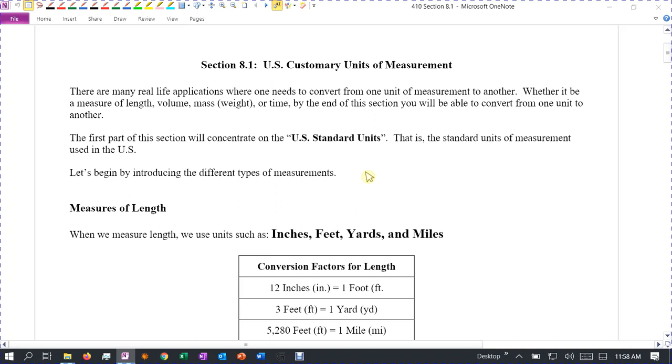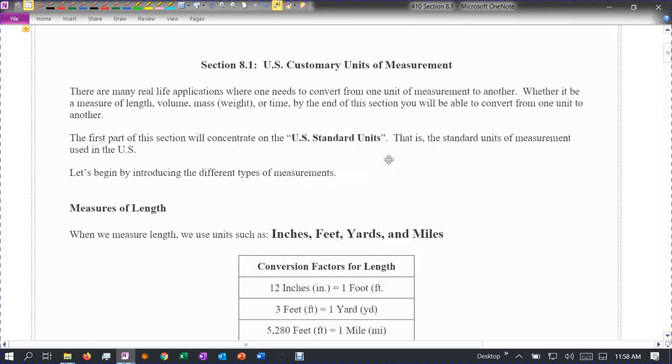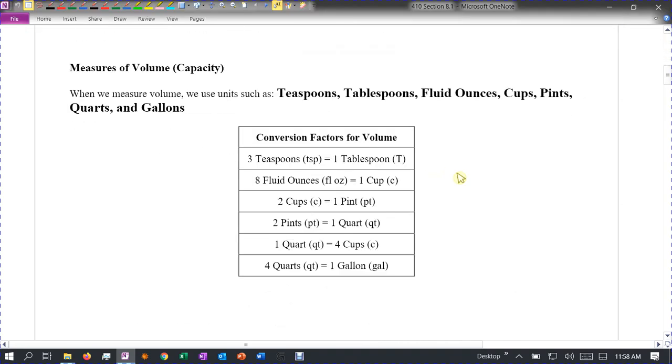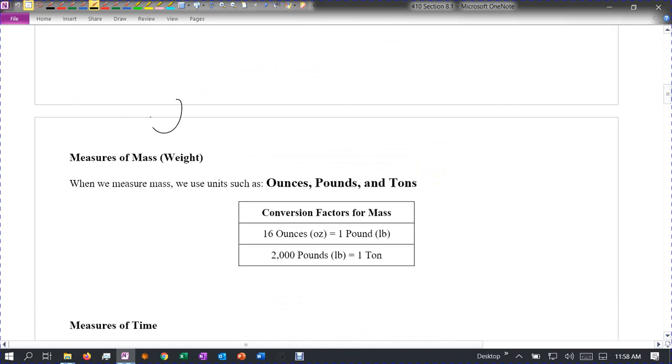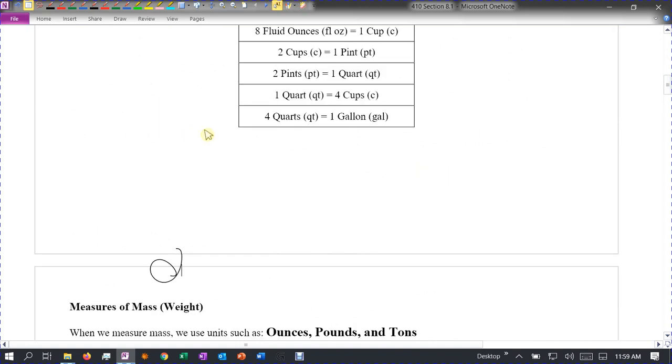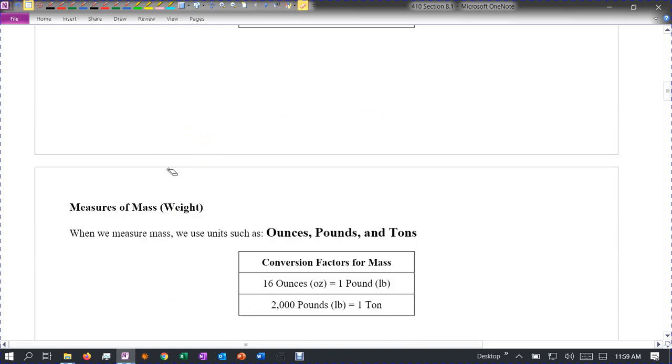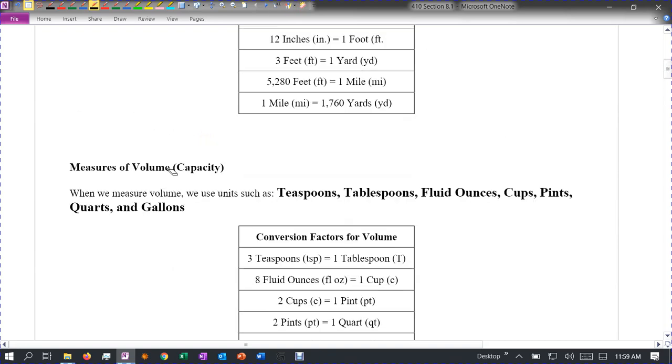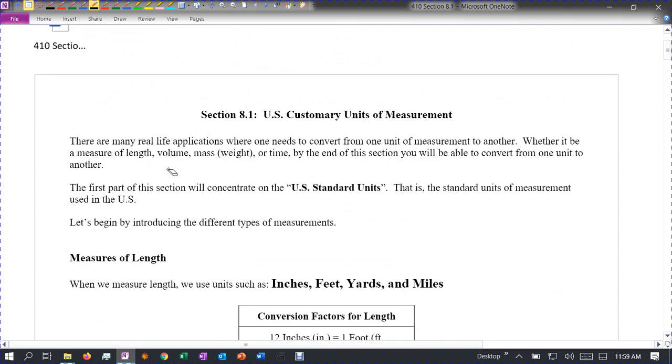So my plan here is to go through these lecture notes, and I'll work out examples here on the screen, and then it'll be up to you. It'll be up to you to go do your homework after this. So let's start out here.